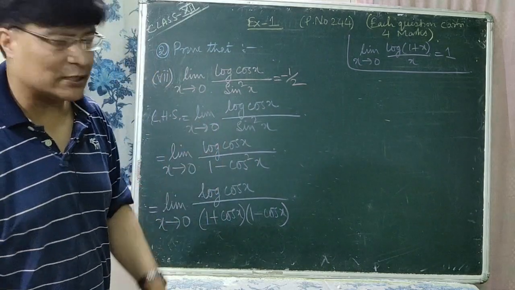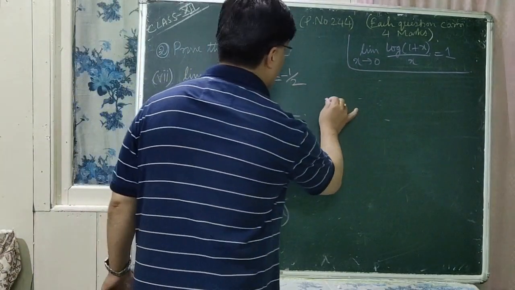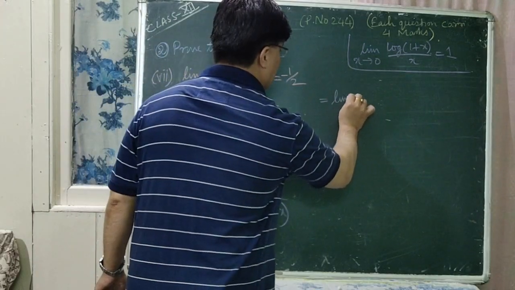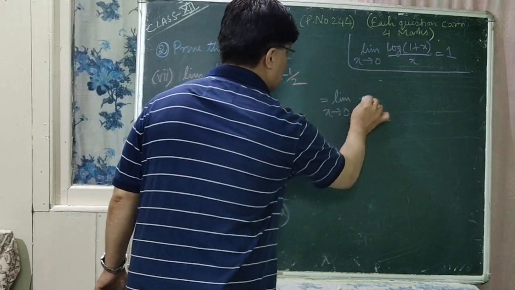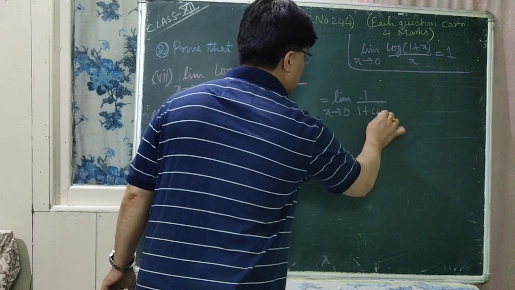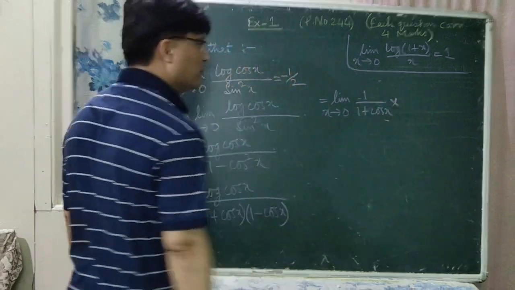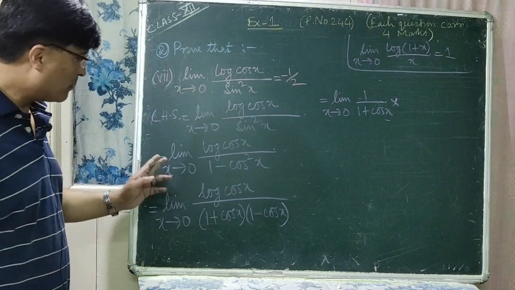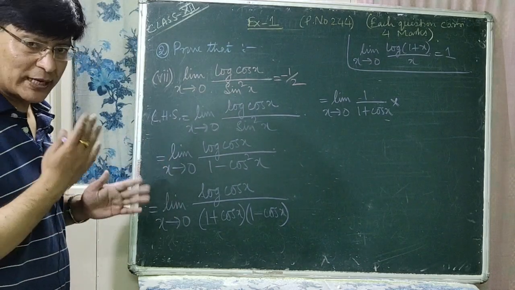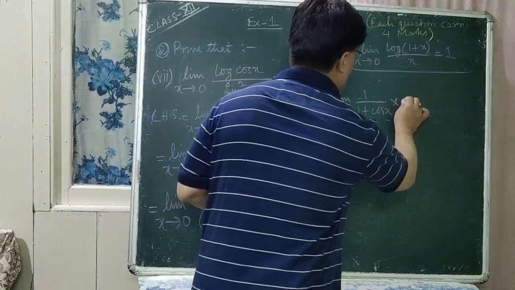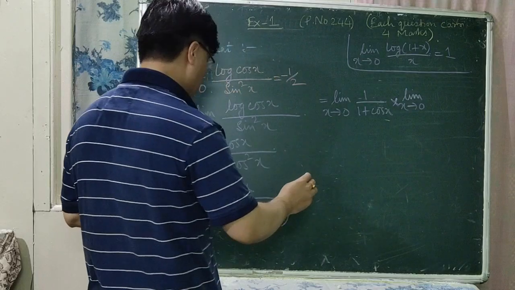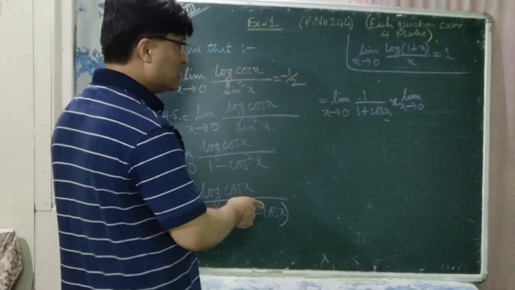So you have to separate this part. Okay? So is equal to, so you should write here, limit x tends to 0, 1 upon 1 plus cos x into. Now it is separated. We have to separate this. So 1 plus cos x is giving 2. So we separated it. Into. Now here write limit x tends to 0.